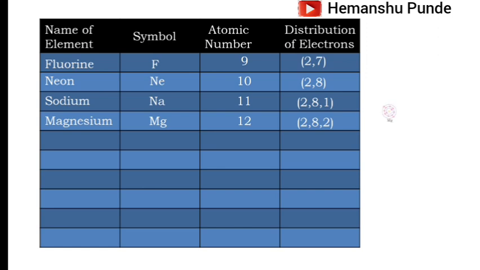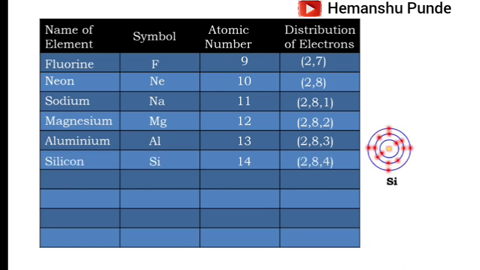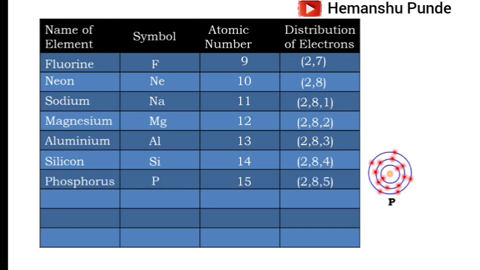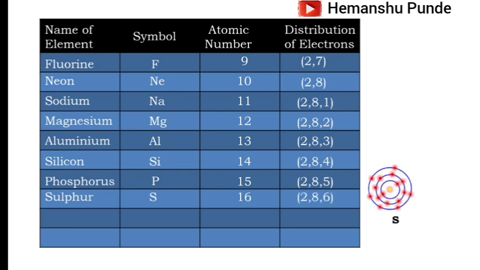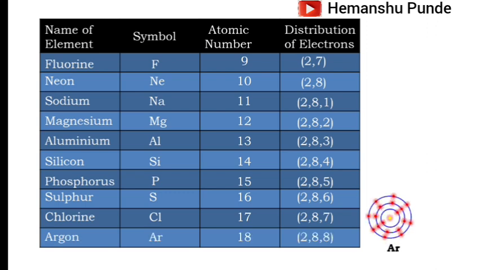Magnesium Mg 12, so 2, 8, 2. Similarly, aluminium 13, 2, 8, 3. Silicon Si 14, 2, 8, 4. Phosphorus P 15, 2, 8, 5. And sulfur S 16, 2, 8, 6. Chlorine 17, 2, 8, 7, so in the first shell 2, second shell 8 and third shell 7. And argon Ar 18, so in the first shell 2, second shell 8 and third shell also 8.